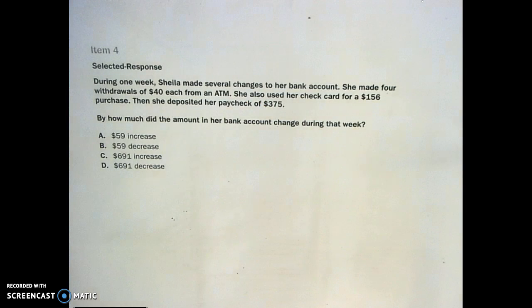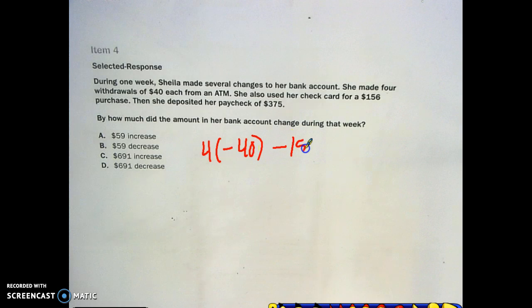During 1 week, Sheila made several changes to her bank account. She made 4 withdrawals of $40 each from an ATM. She also used her check card for a $156 purchase. Then she deposited her paycheck of $375. So each withdrawal or purchasing something is going to be negative, and then depositing is putting money back into your account, so that's positive. So for 4 different occasions, she took out $40. Then she spent $156. Then she deposited $375.